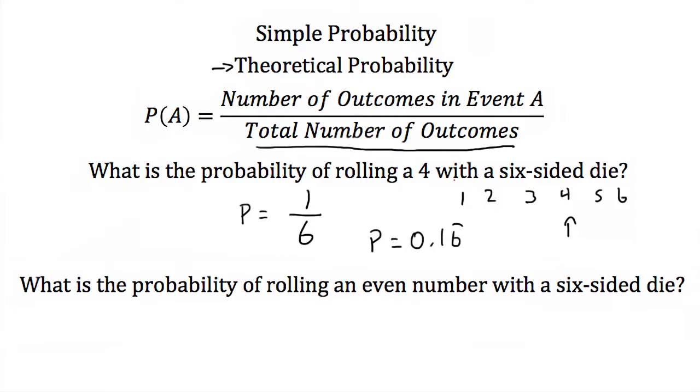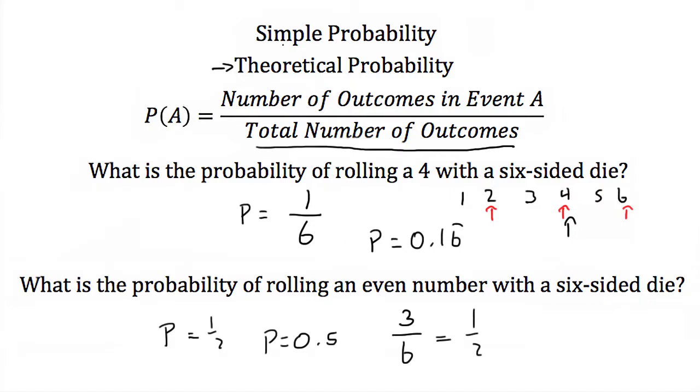What would be the probability of rolling an even number with a 6-sided die? Well, we know all 6 possible outcomes of rolling a 6-sided die, and the even numbers are 2, 4, and 6. So our probability would be the number of outcomes that are even, so there's 1, 2, 3 of them, and the total number of outcomes, well, there's 6 of those. So we have a 3 over 6, or you can reduce that down to 1/2. So our probability of rolling an even number with a 6-sided die would be 1 over 2, or 0.5.